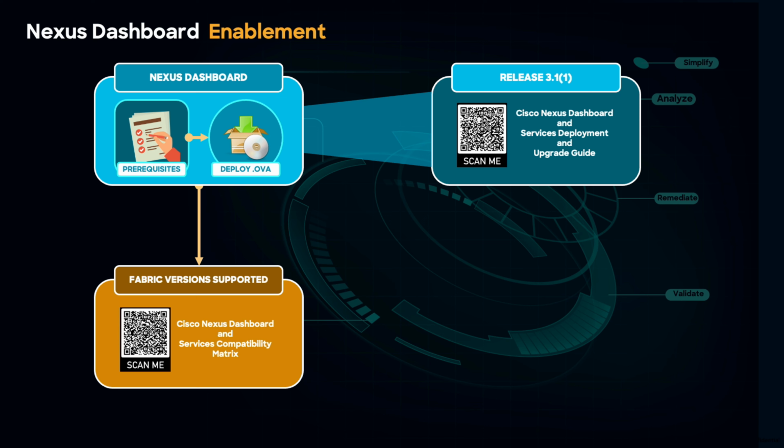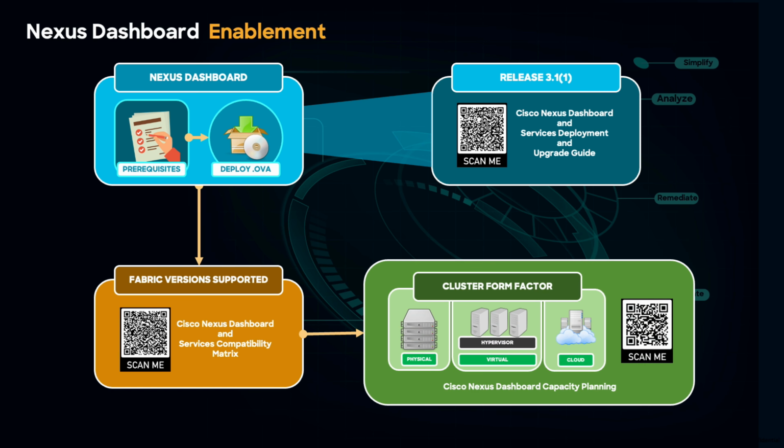And later, let us be clear that although we have three possible form factors for implementation, in this video I will be working on the virtual cluster option. For this, it is essential to have consulted the Cisco Nexus Dashboard Capacity Plan. For both tools, I attached the QR that will take you to these tools. We are ready. We are going to start the installation process.